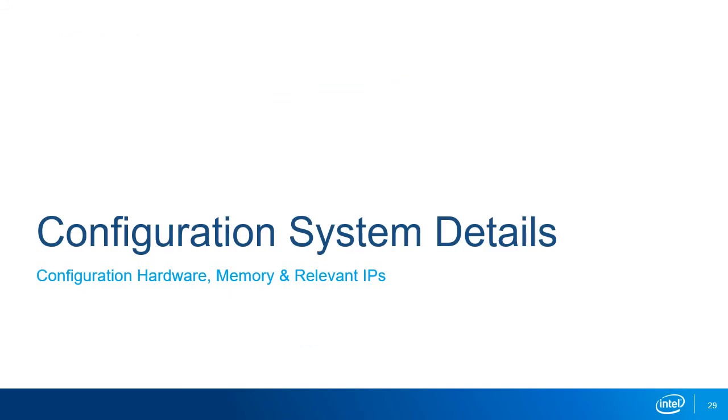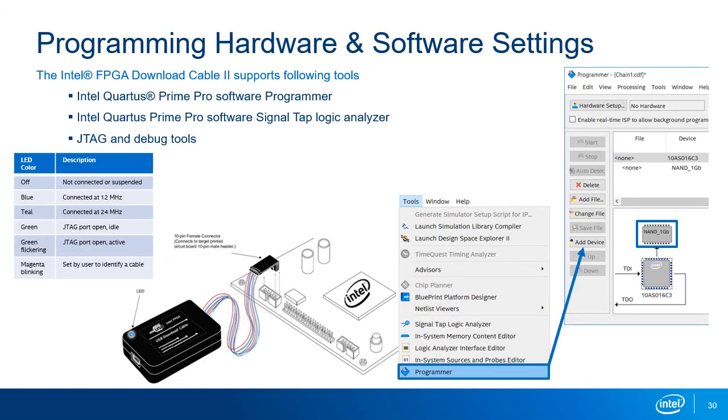This section introduces you to configuration hardware, memory, and relevant IPs. The Intel FPGA USB download cable 2 can be used to download configuration data to Agilex devices and for in-system programming of configuration memories, besides debugging purposes. The explicit error messages displayed on the USB download cable 2, along with Signal Tap logic analyzer capabilities, make it the first choice for use during prototyping and proof of concept purposes.